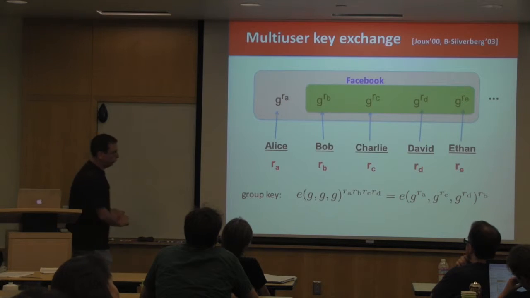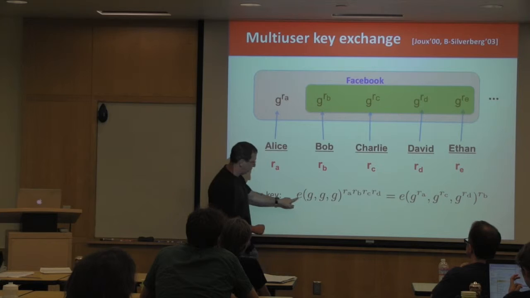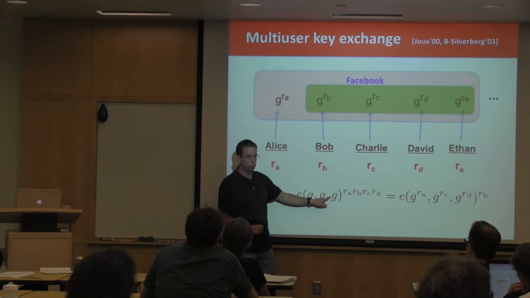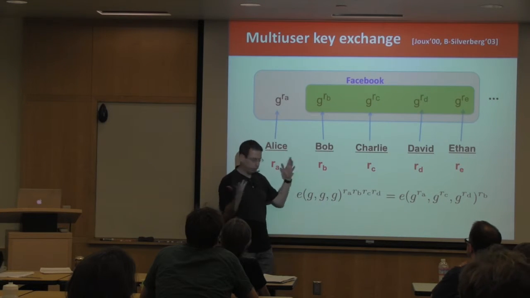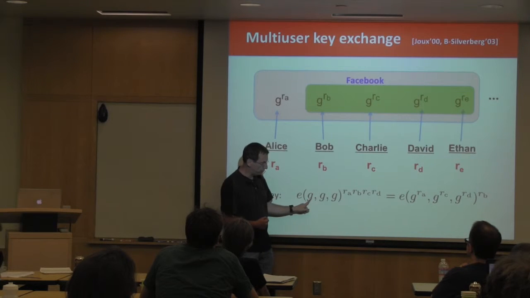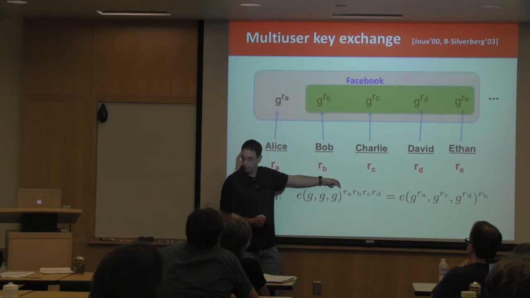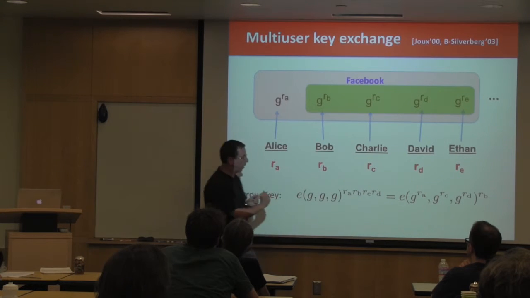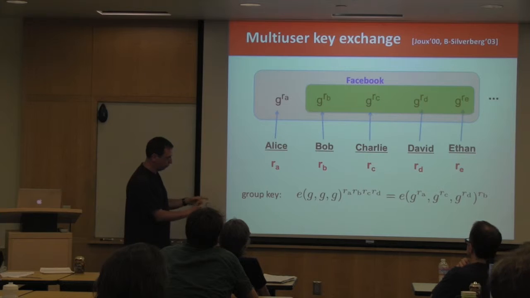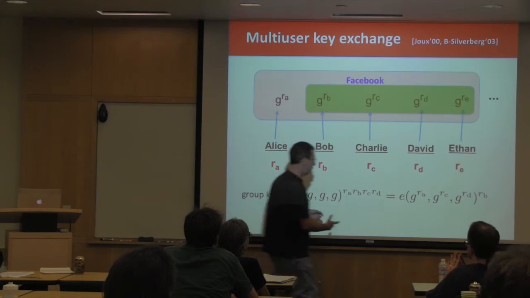The way we do key generation is as follows: the group key is going to be a pairing, tripling, whatever, a tripling of G with itself raised to the product of these 4 elements. So that's what the group key is going to be. And how does each party compute this? Well, you can see.